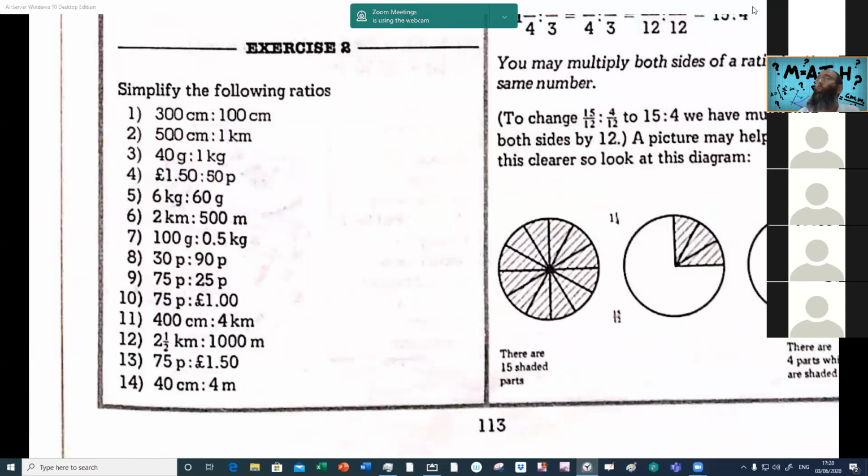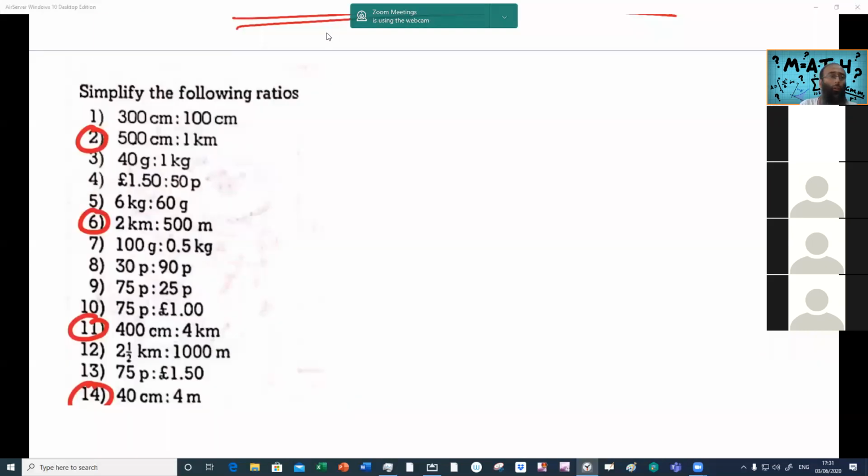Yes, we've had a student joining in now. Give me a second while I pause the video. All right, folks, now we're looking at exercise 2.